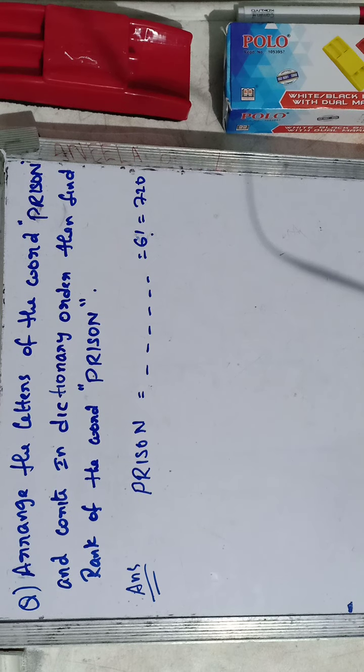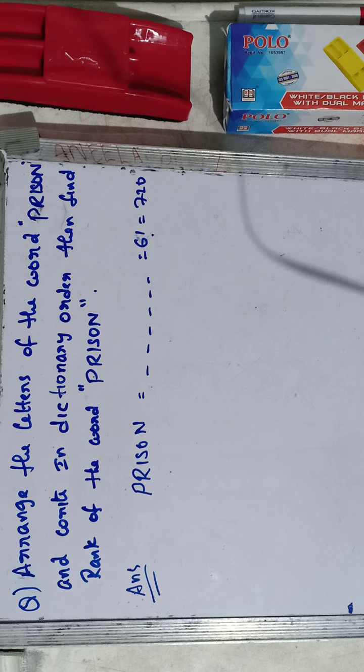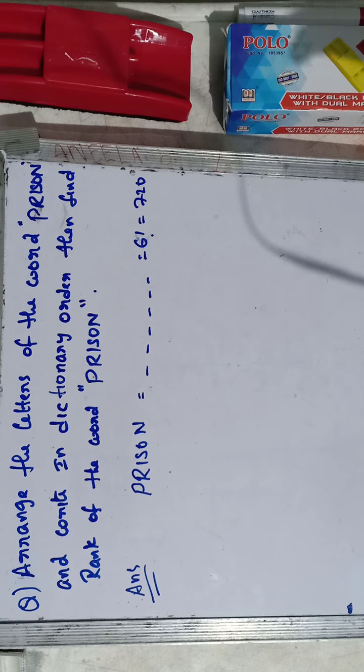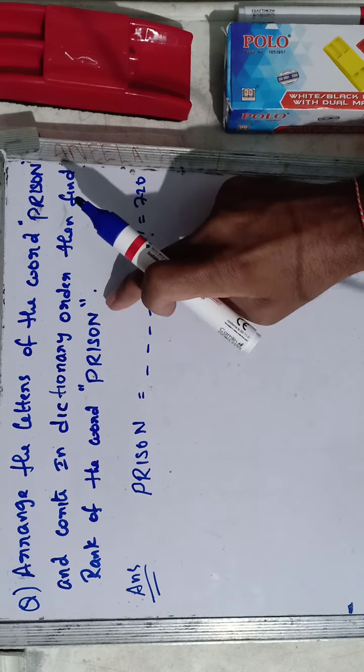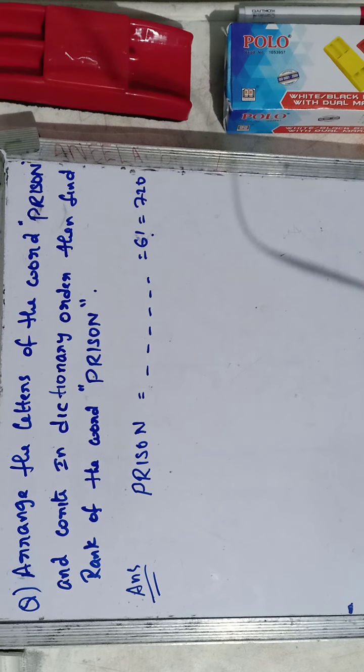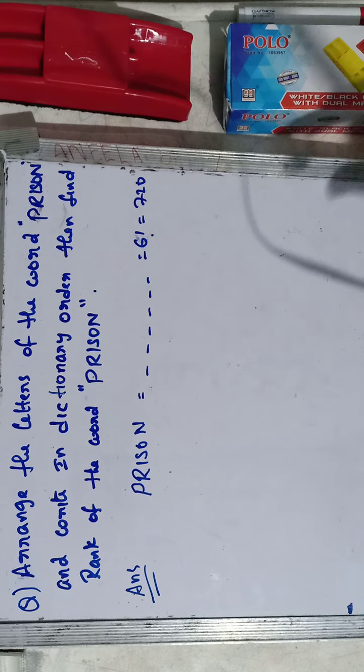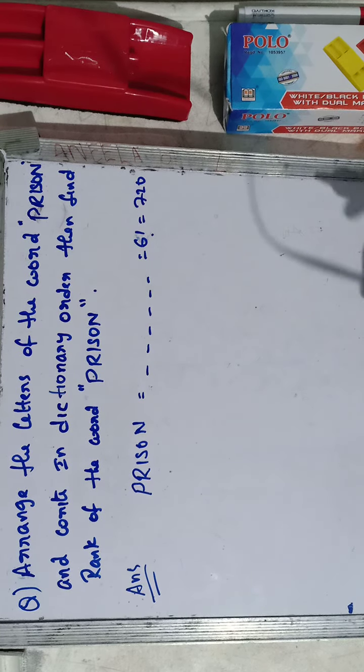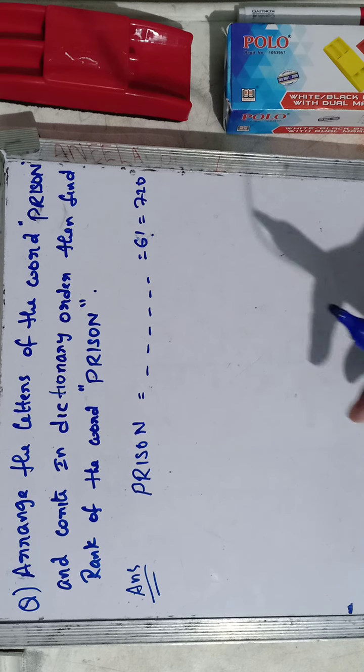We have to write the 720 words in dictionary order. In that order of 720 words, what is the serial number of PRISON? The serial number of PRISON is the rank of PRISON. How can we find that rank?